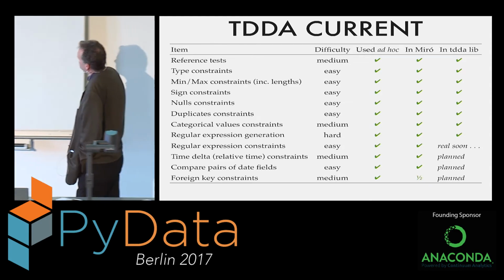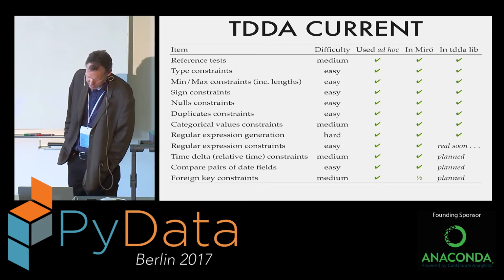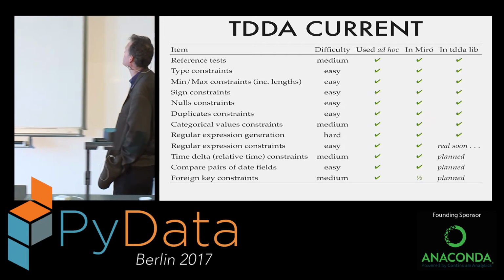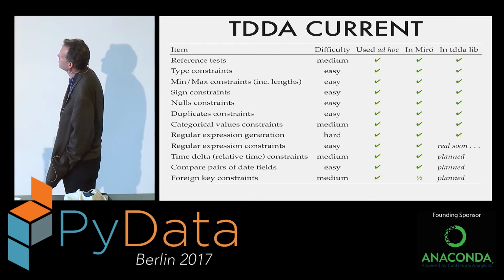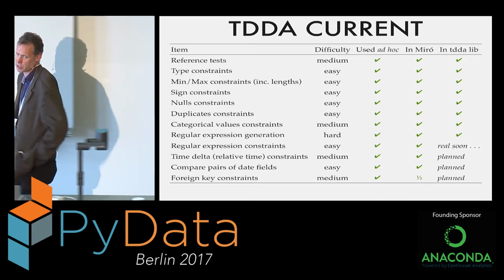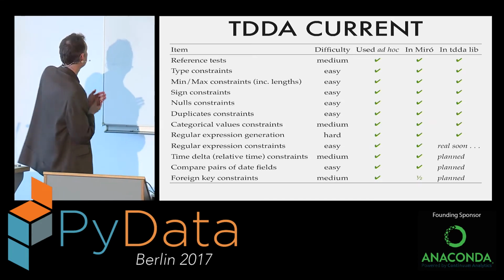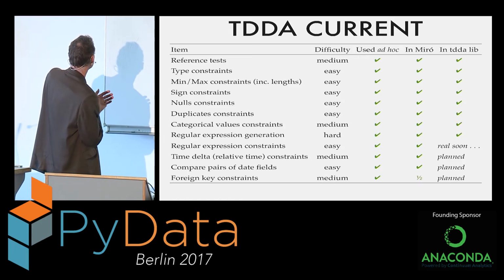We have categorical values constraints. We have these regular expressions constraints. And as I say, the code for generating the regular expressions is in the library. It's just not wired up to generate and check constraints yet. We have these time delta constraints I mentioned, so not just looking at the absolute range of dates, but the range of dates relative to when you run it or relative to some date that you specify.